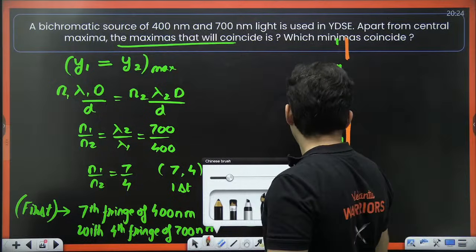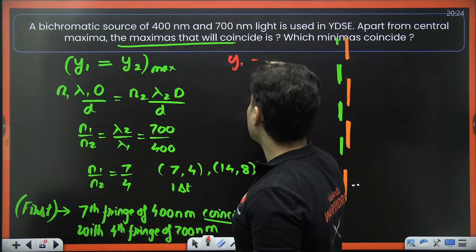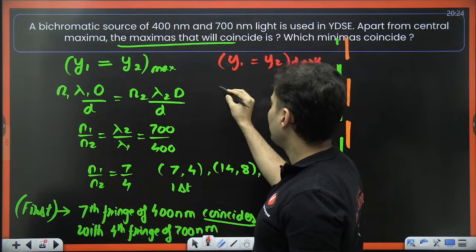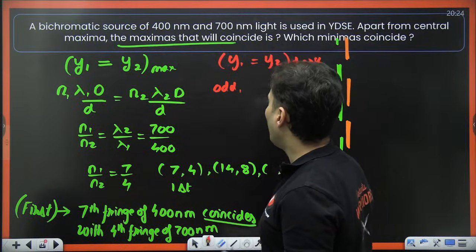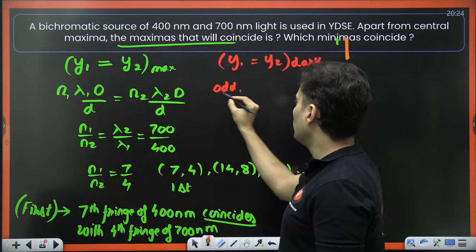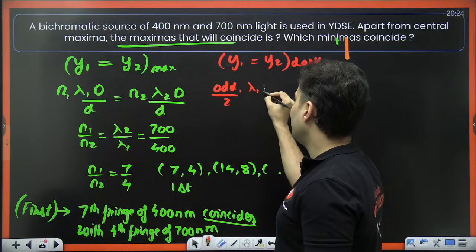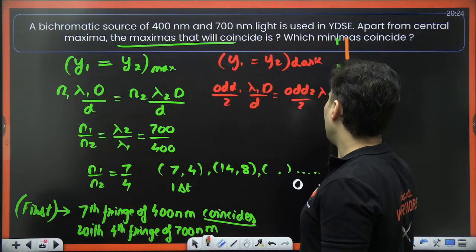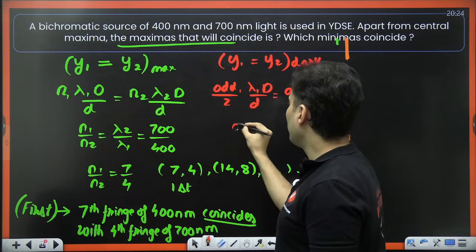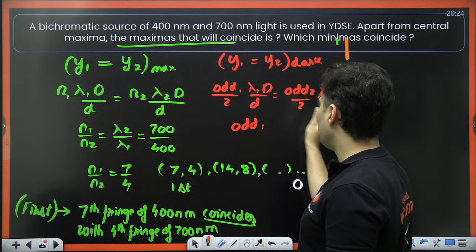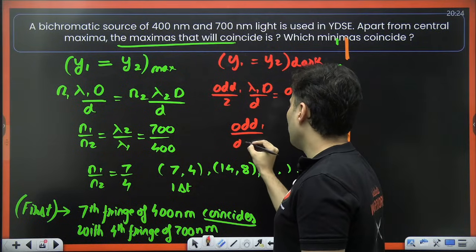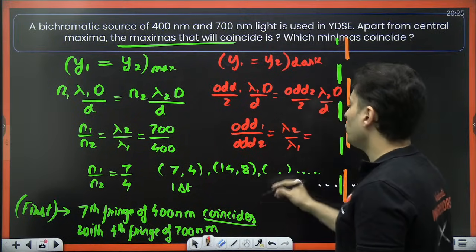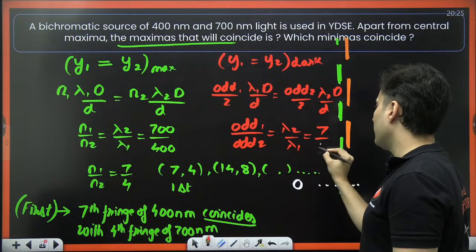Do the same analysis. Y1 is equal to Y2, but for the dark, what is Y1? It is odd number 1 by 2 into lambda 1 D by small d. And this is odd number 2 by 2 into lambda 2 D by small d. Many things will get cancelled, the 2 and D by d. So you will get odd number 1 by odd number 2 is lambda 2 by lambda 1, which is the same thing. It will be 7 by 4.